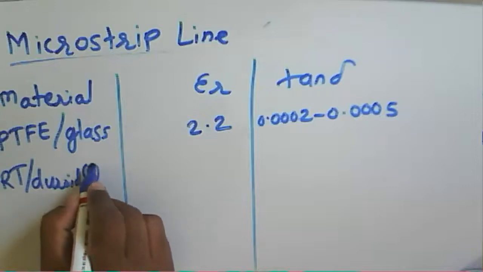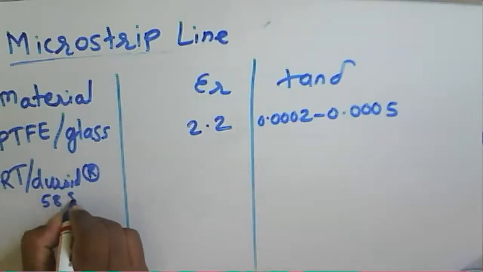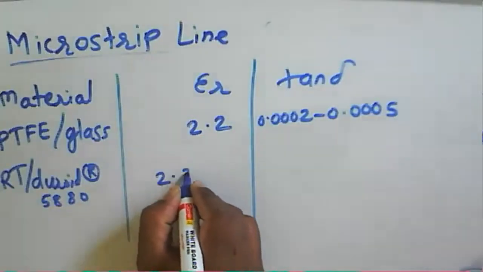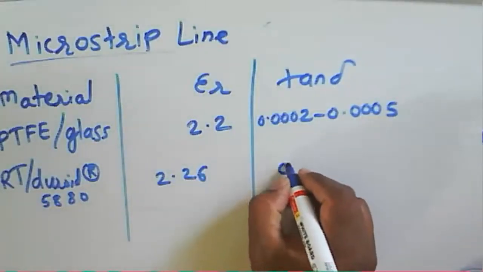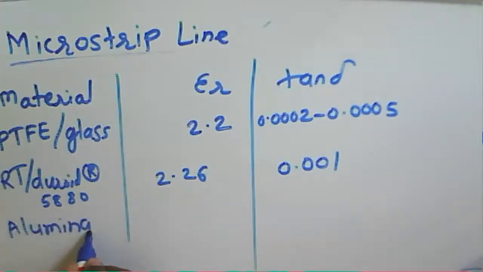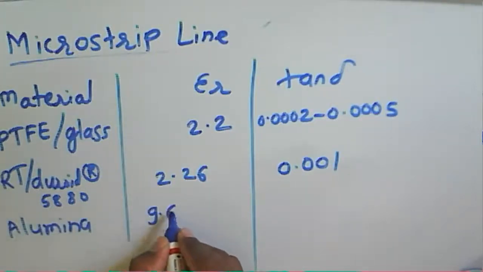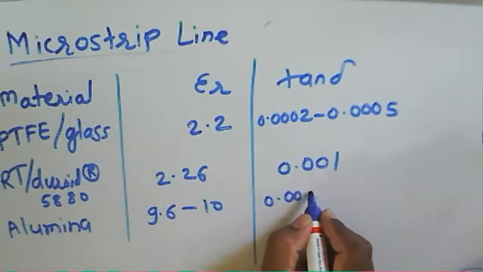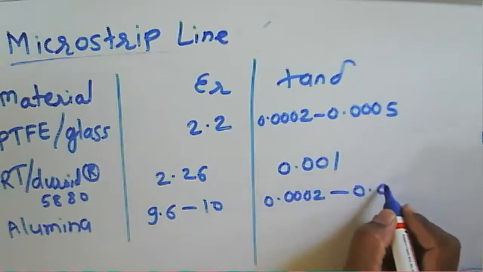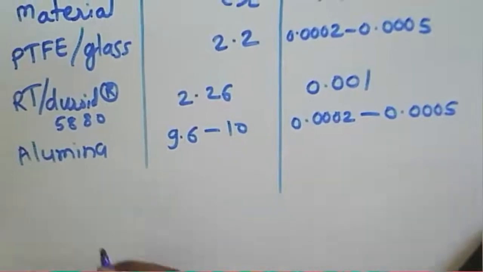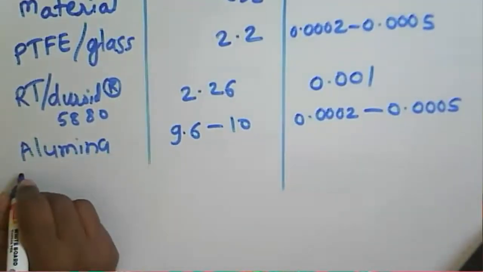Next, another material, RT Duroid, registered mark 5880. It has epsilon r 2.26 and tan delta 0.001. Then another material, alumina. It has epsilon r 9.6 to 10 and tan delta 0.0002 to 0.0005. The next one is sapphire.